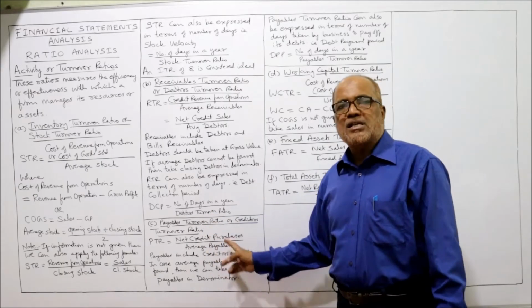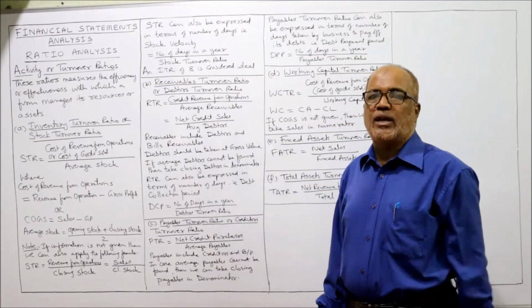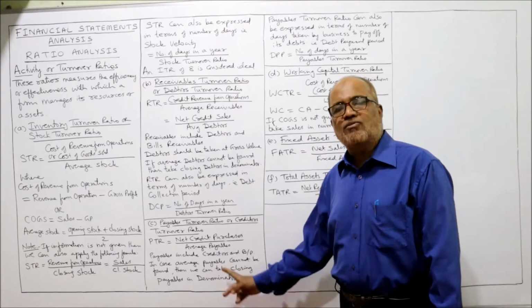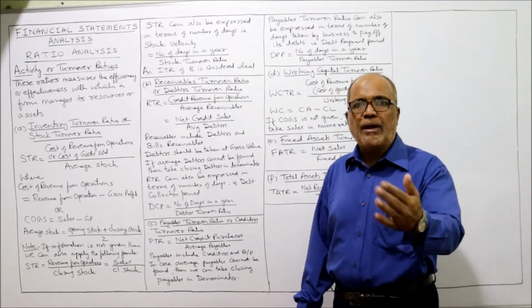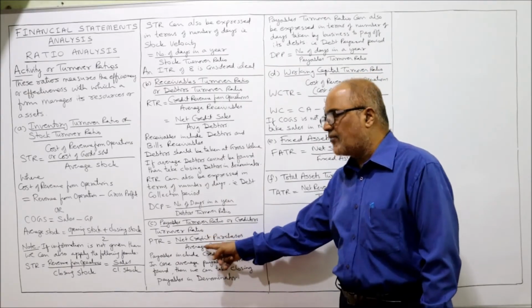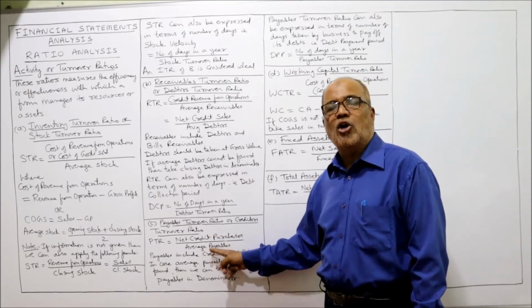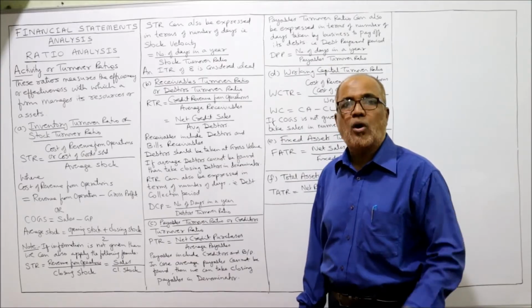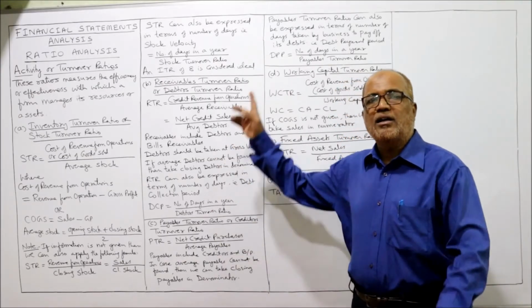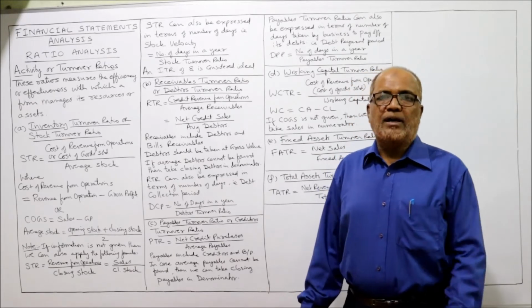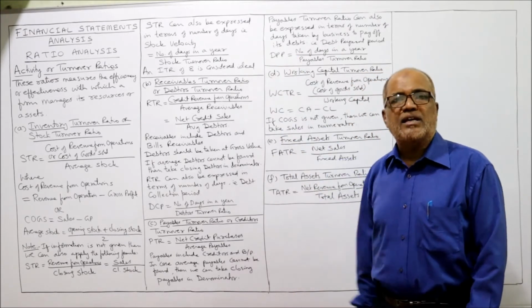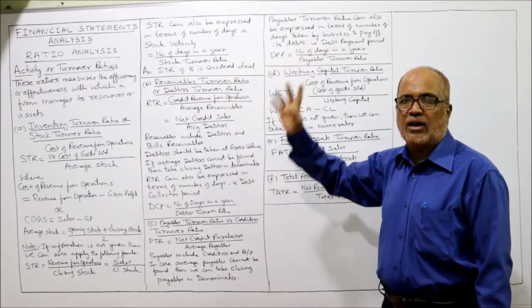Now payables turnover ratio or creditors turnover ratio: net credit purchases divided by average payables. If opening payables are not given, we cannot calculate average payables. In that case, we will take closing payables or closing creditors as the denominator. If you want it in number of days, that means debt payment period, which is the number of days in a year divided by payables turnover ratio.